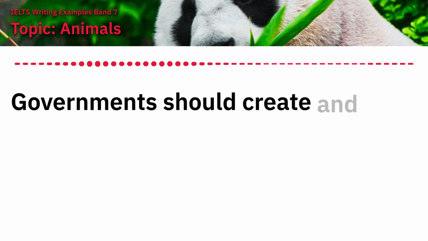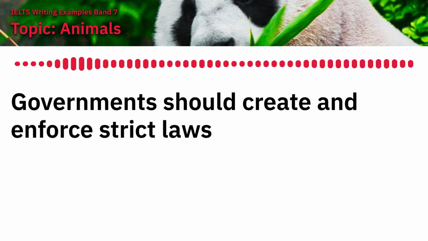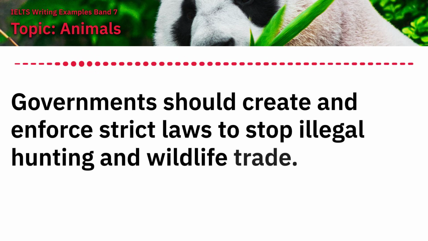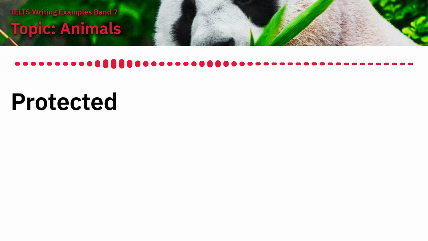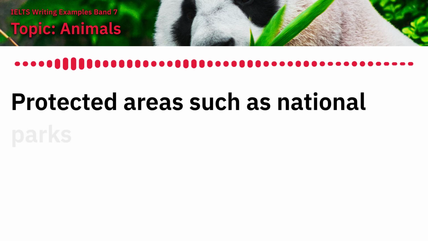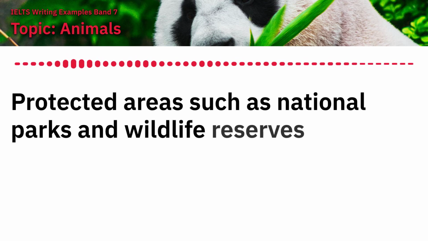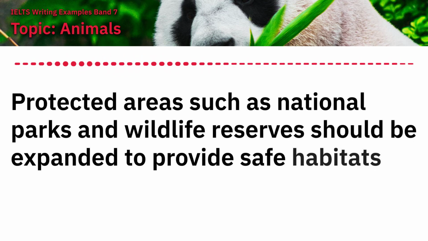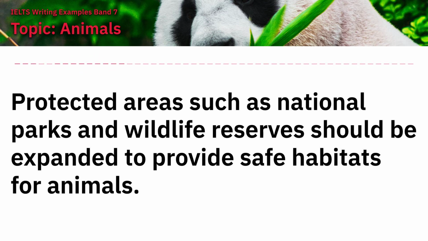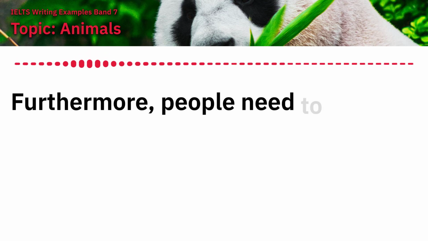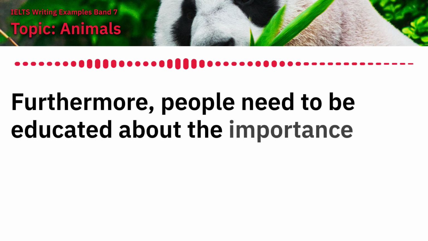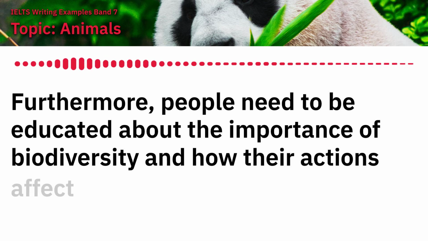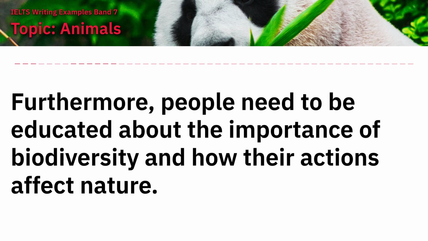Governments should create and enforce strict laws to stop illegal hunting and wildlife trade. Protected areas such as national parks and wildlife reserves should be expanded to provide safe habitats for animals. Furthermore, people need to be educated about the importance of biodiversity and how their actions affect nature.